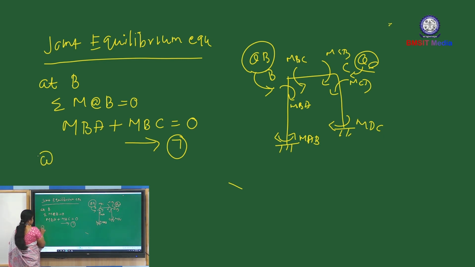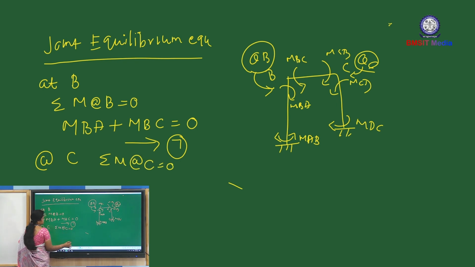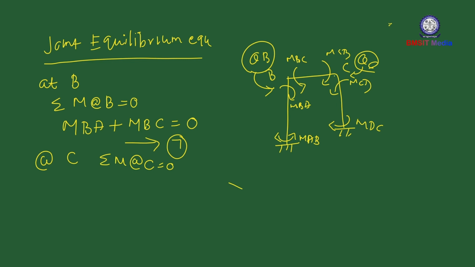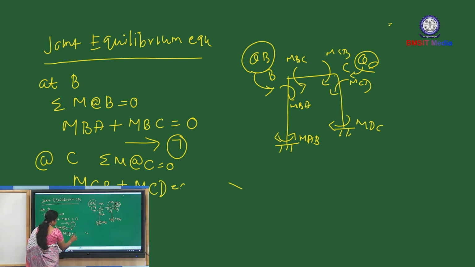Another joint equilibrium equation is at C, that is summation of moment at C equal to 0. So MCB and MCD are there. So MCB plus MCD equal to 0. So this is equation number 8. Equation number 4 and equation number 5 we have already formulated. Substitute here, so the 7th equation and 8th equation.